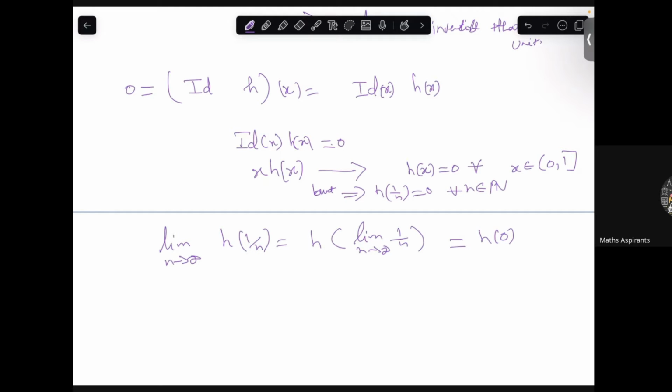So h of 0 is actually, you can see that. What is this? This is 0. Anything is 0, right? So h of 0 is 0. So that means h is identically 0.